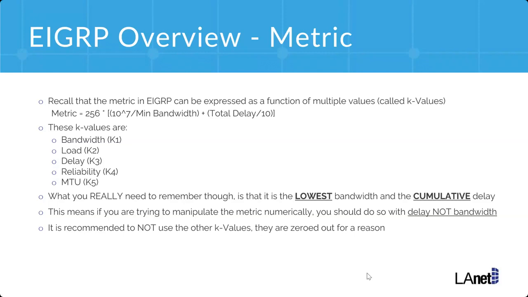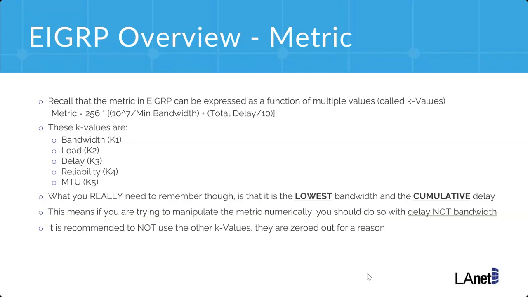And while, again, if you're going to cert up or something, it's important to understand these K values and really know the entire formula, they're zeroed out for a reason. I would recommend that you do not use the other K values. Don't use load, reliability, and MTU. In fact, Cisco will tell you, please don't use these. Go to a Cisco Live and go to an EIGRP design session. They'll tell you, please don't use these.